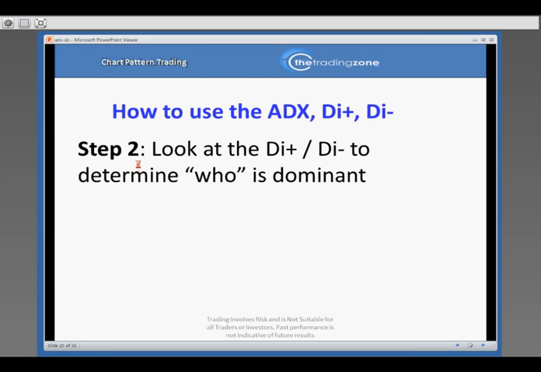Assuming that we have something in the ADX that tells us there's a trend developing or we're in a trend, we now want to go and look at the direction of the market. So directionally speaking, who's in charge? The buyers or the sellers? That's what we want to know. Right? Who is dominant in the market? Because that's obviously going to make a difference to where we place our trade. And let's go and find out how we do that.